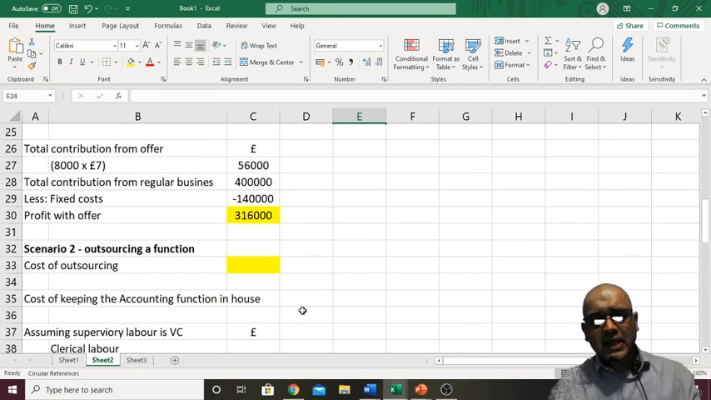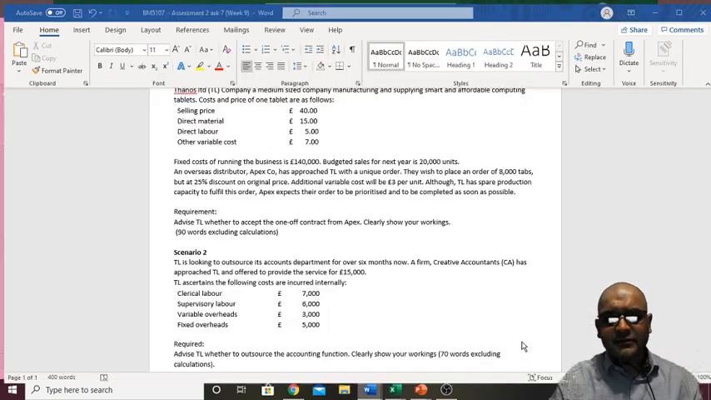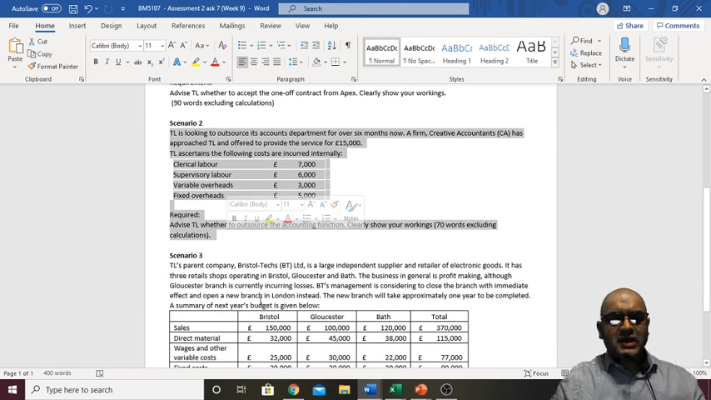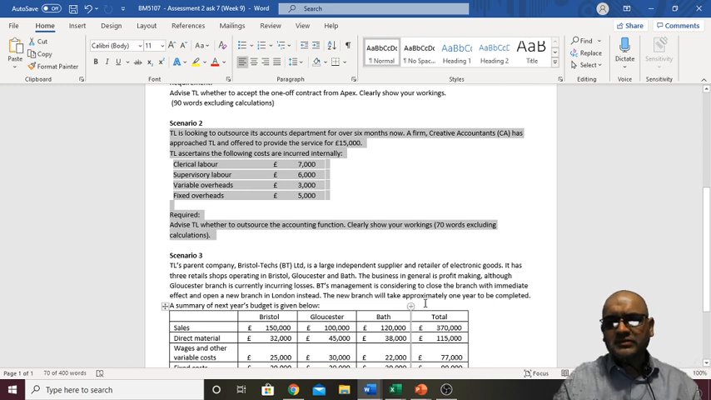Okay, now looking at the second scenario, here we have TL looking to outsource his accounts department for over 6 months now. A firm, Creative Accountants, nice name, CA, has approached TL and offered to provide the service for £15,000. All right, so it's a decision about whether to outsource a function or not.